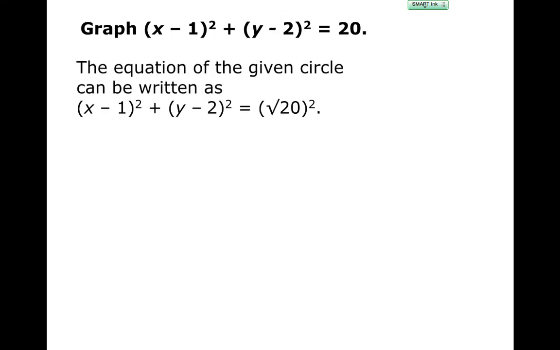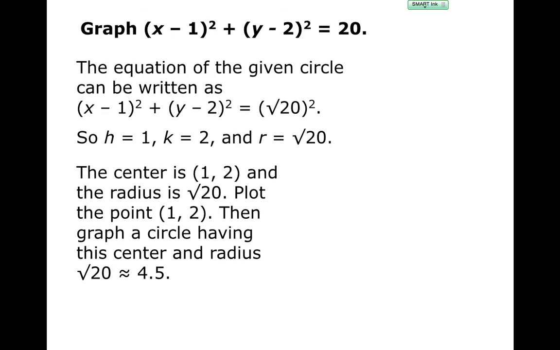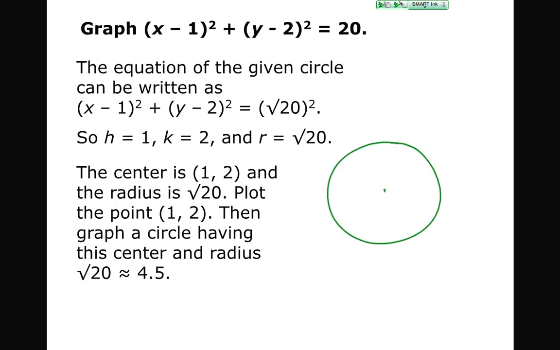And when you would graph it, I would suggest you just go, your center is 1, 2. Then just put on there, labeled that the radius is the square root of 20. When you're doing it, you're using about a 4.5 in order to graph it. So label what the exact radius is.